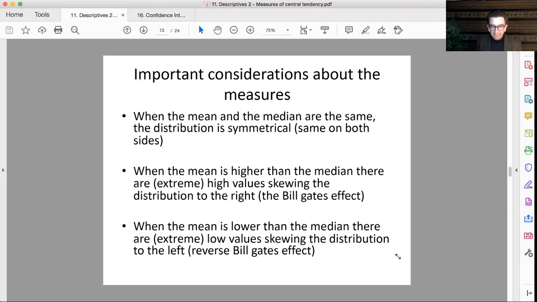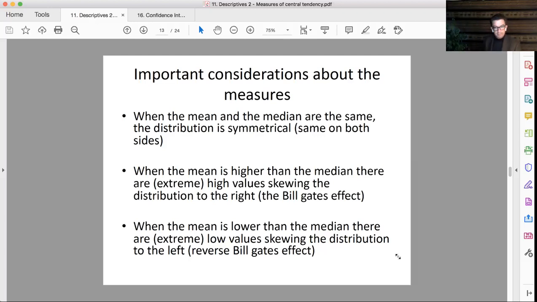When the mean and the median are the same, right? That means that the distribution is symmetrical. Like it has exactly the same sort of values to the left that it has to the right. It's symmetrical. When the mean is higher than the median, that means that there are some extreme values pulling the mean to a higher end, right? And when the mean is lower than the median, it means that there are some extreme low values there, right?